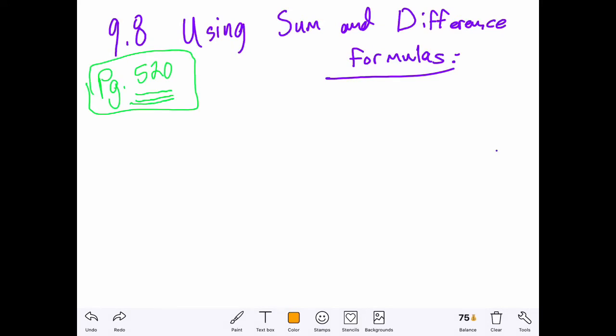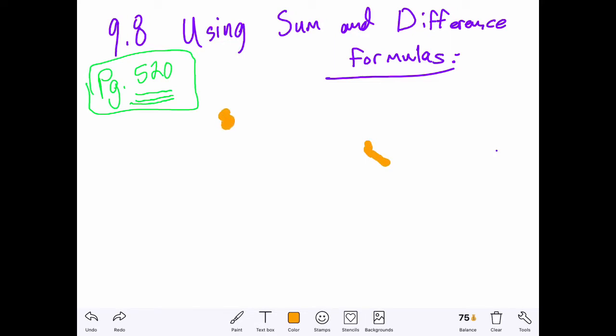Okay, guys, let's look at section 9.8, the last section of chapter 9 of the trigonometry, using sum and difference formulas. You're going to want to refer to the core concept chart on page 520, which has all of your sum or difference formulas. Okay, so let's just start with an example here.